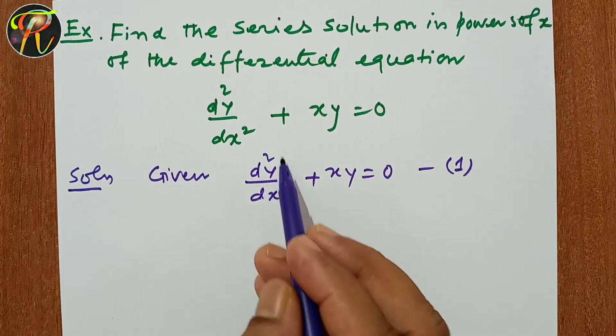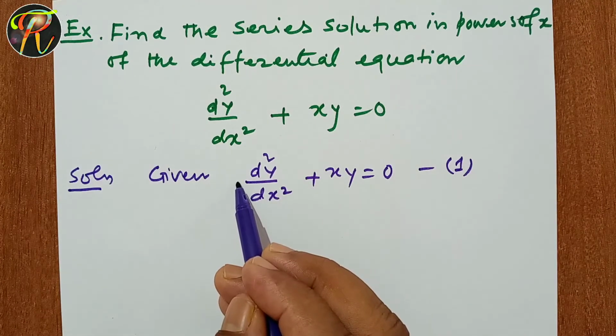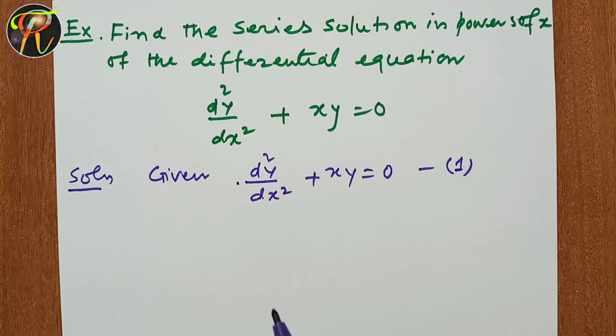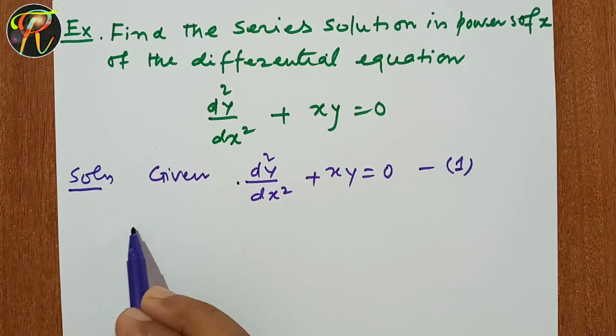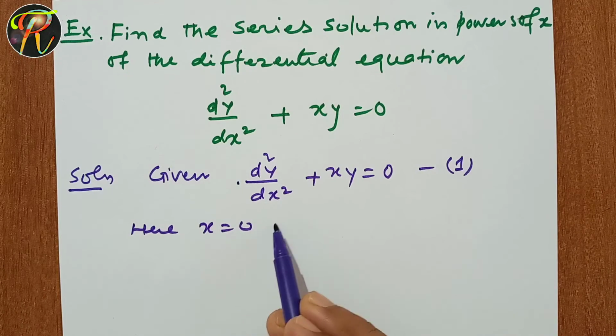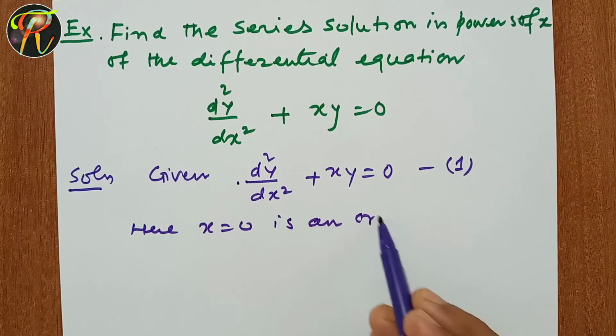Here the coefficient of d2y upon dx2 is constant, that is 1, and the other is x, so capital P and capital Q are not infinite at x equal to 0. First we check the nature of P and Q at x equal to 0. P and Q are finite values, therefore x equal to 0 is an ordinary point.